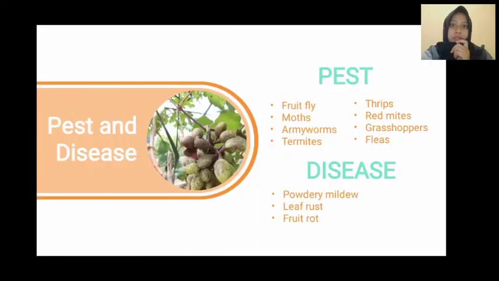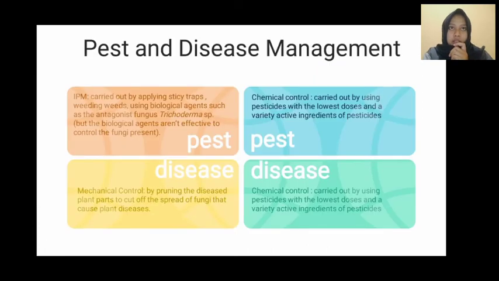Pests and diseases of grape plant. The pests are fruit fly, moth, armyworms, termites, thrips, red mites, grasshopper, and fleas. And the diseases are powdery mildew, leaf rust, and fruit rot. And the pest and disease management. Integrated pest management is carried out by applying sticky traps, weeding weeds, using biological agents such as the antagonist fungus Trichoderma sp, but the biological agents are ineffective to control the fungi present.